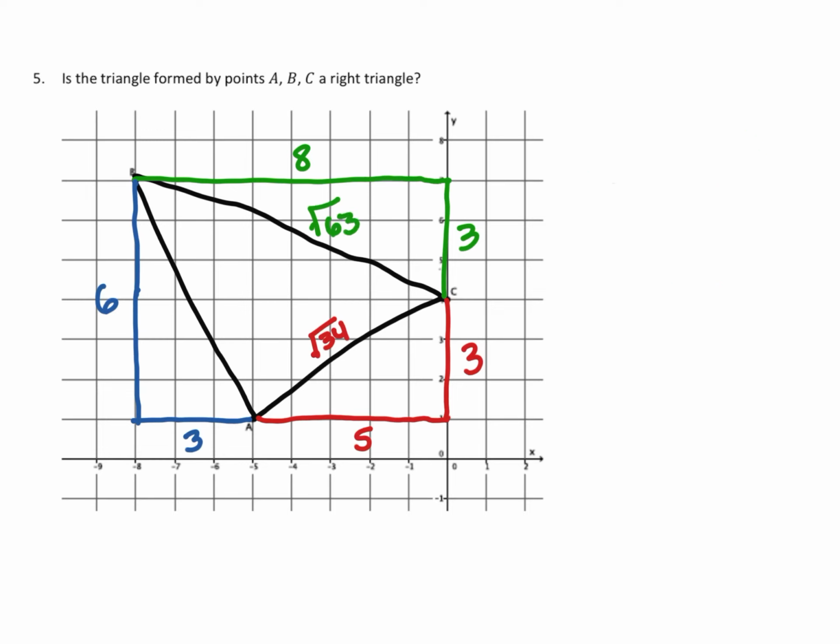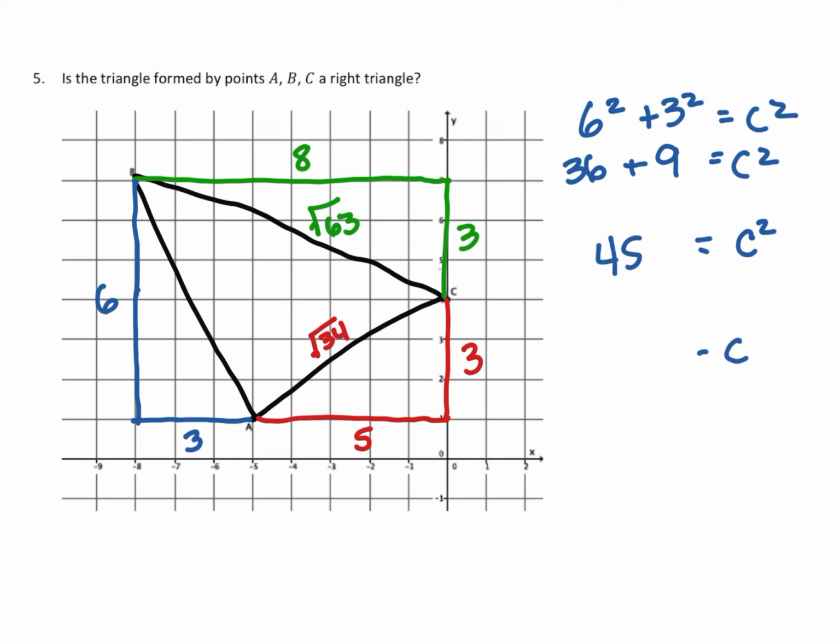And now the blue side. 6 squared is 36. 3 squared is 9. So c squared is going to equal 45. And to undo a square, we use a square root. So c is equal to the square root of 45.